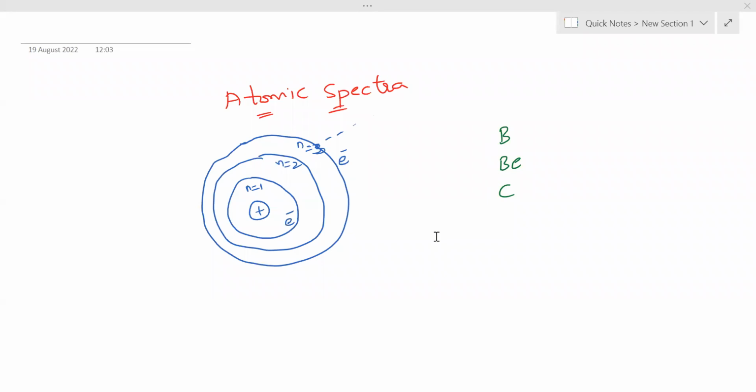So each element has orbits around it, and different energies. Each atom has different energies of orbits. So the transitions will give the emission spectra or absorption spectra that will help us to identify the elements. That is atomic spectroscopy, which will be seen later.